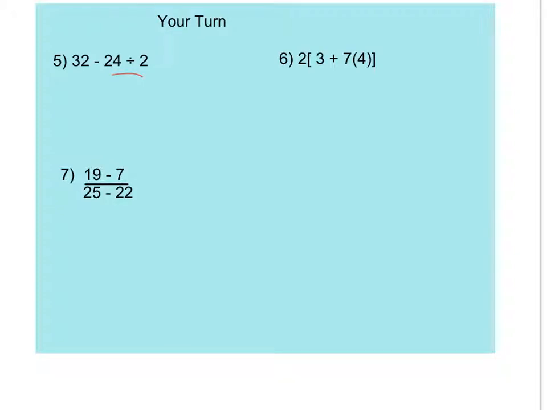Okay, so welcome back. In the first problem, we have some division, so we have 32 minus 24 divided by 2. We need to do the division part first. When I go 24 divided by 2, I get 12. So we get 32 minus 12. And again, it's important to show all our work. 32 minus 12 is 20. And again, if you want to circle your final answer, you're welcome to.